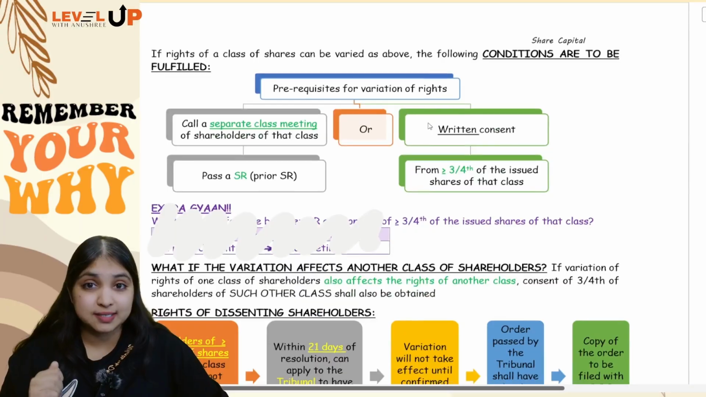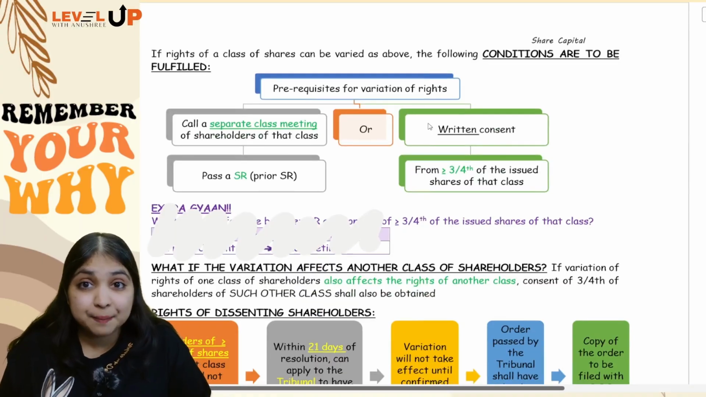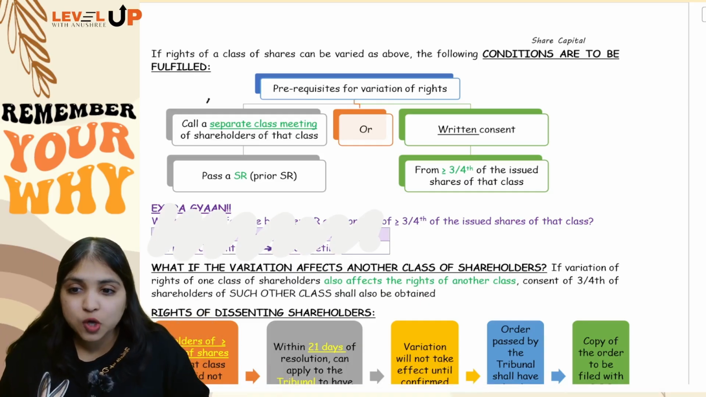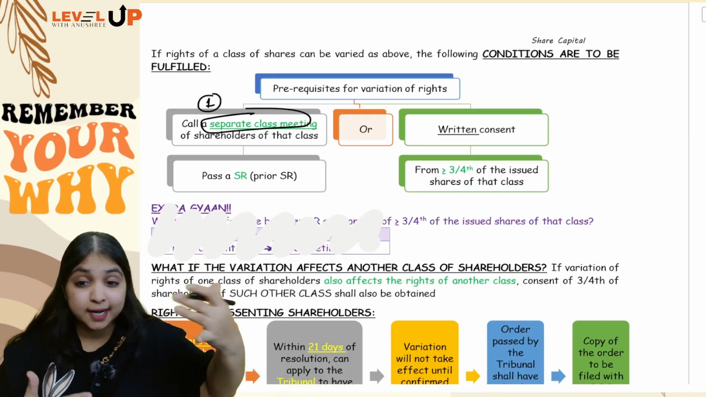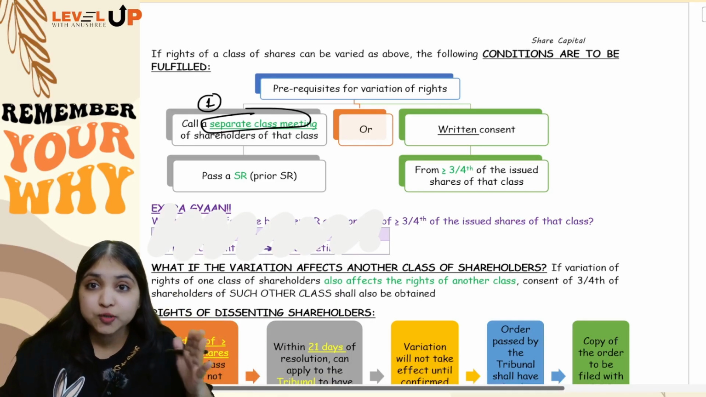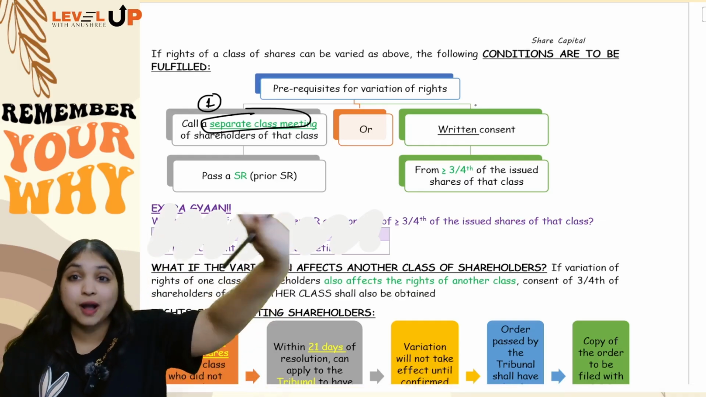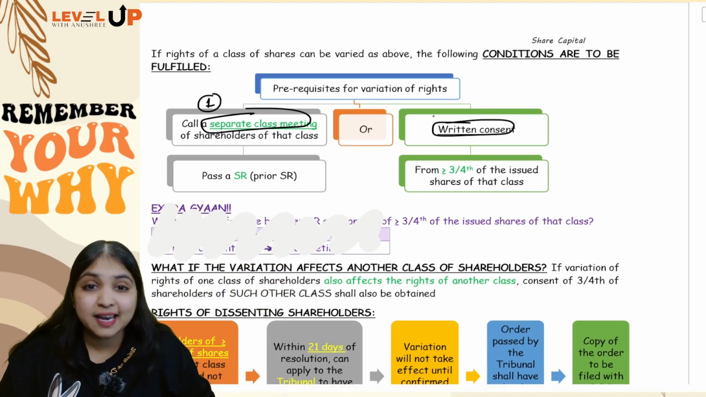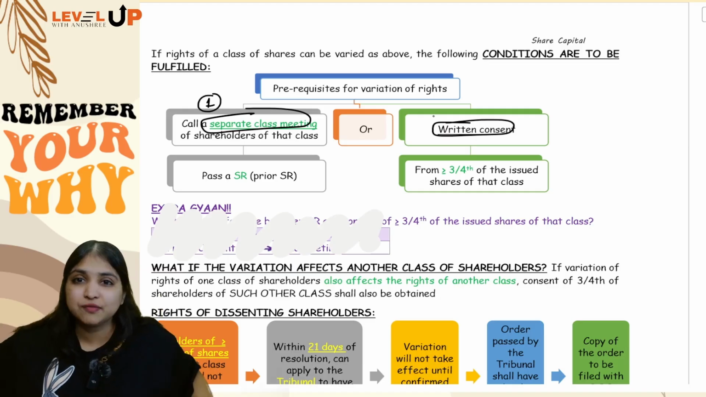Now in step 2, listen, if you want to vary the rights of shareholders of one particular class, of course we need their permission, guys. So company has two options. Option 1, company can call a separate meeting of just those shareholders whose rights the company is going to vary, and company can ask them to pass a special resolution. Or option 2, company can ask the shareholders, no need to come for the meeting, stay where you are, just send me written consent. In that case, we need written consent of shareholders who are holding at least 3/4 of the shares of that particular class.